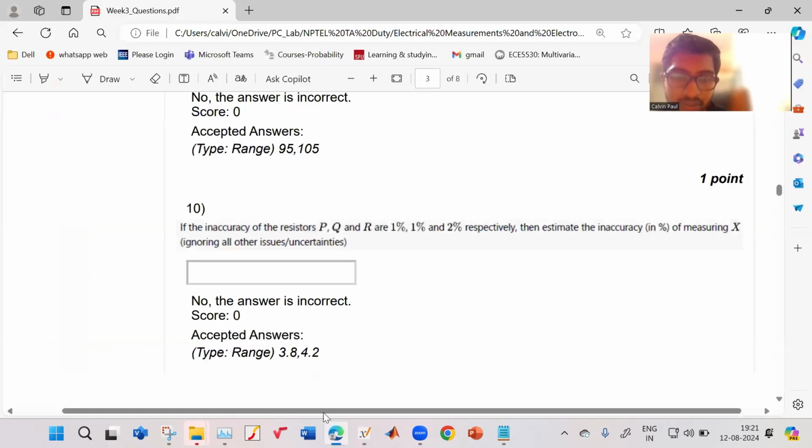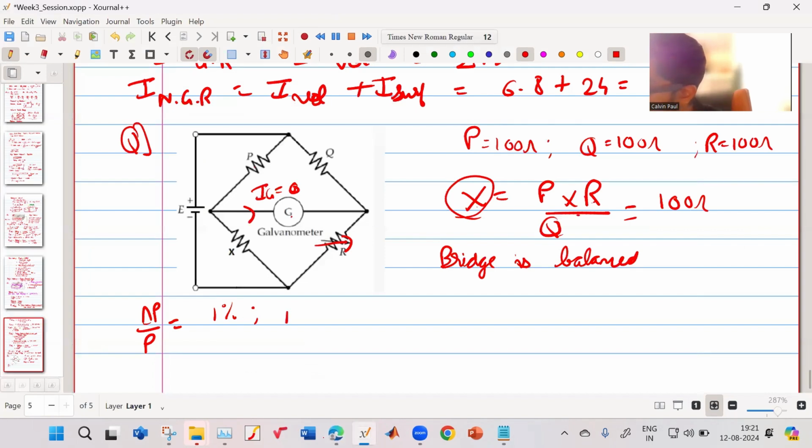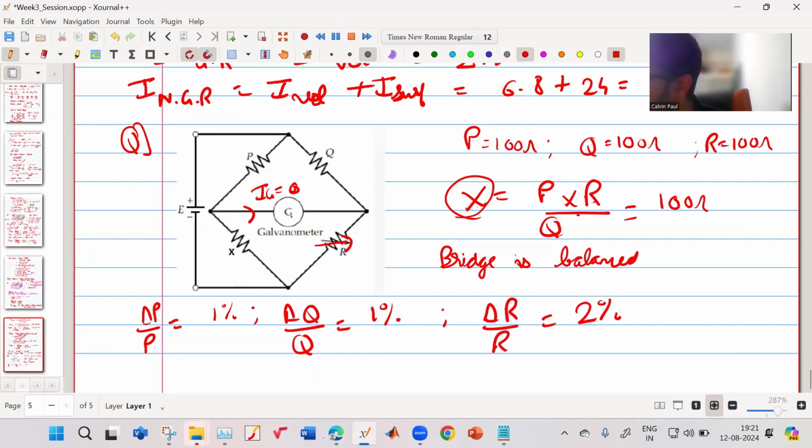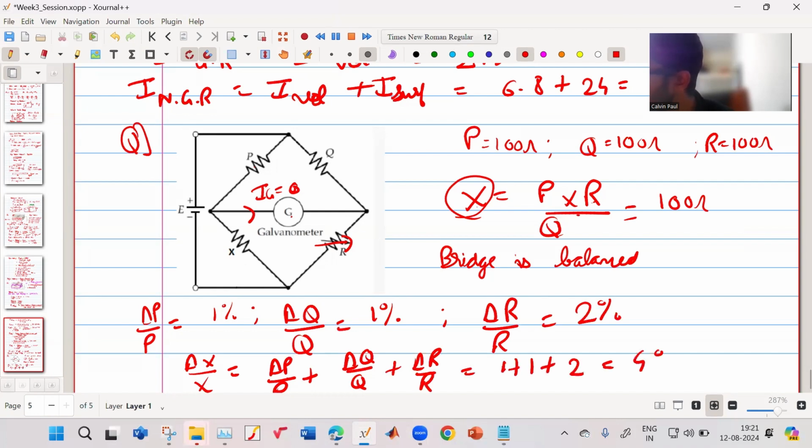Q is 1%, R is 2%. So delta P by P is 1%, delta Q by Q, the relative error, is 1%, and delta R upon R, the relative error, is 2%. They are asking what my relative error delta X upon X is. It is a function which has both product and division, so the relative error is given simply by delta P upon P plus delta Q upon Q plus delta R upon R. That is 1 plus 1 plus 2, which equals 4%.